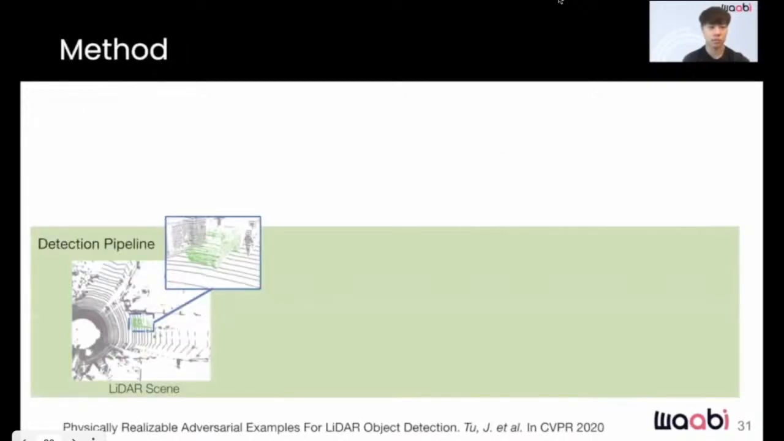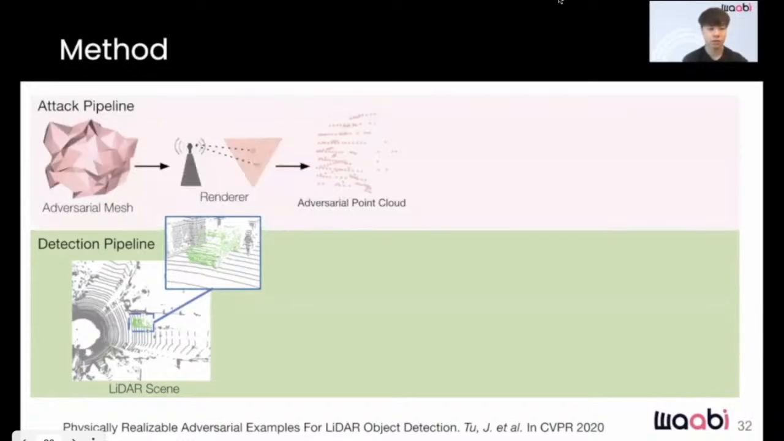Let's see an illustration of how our algorithm works. First, we start with a lidar sweep, which is the input to our detectors. Then we aim to hide a vehicle from the detector. Here, the vehicle is highlighted in green. To do this, we add a physically realizable object into the scene. Here, we choose a mesh as our representation, as it can be 3D printed.